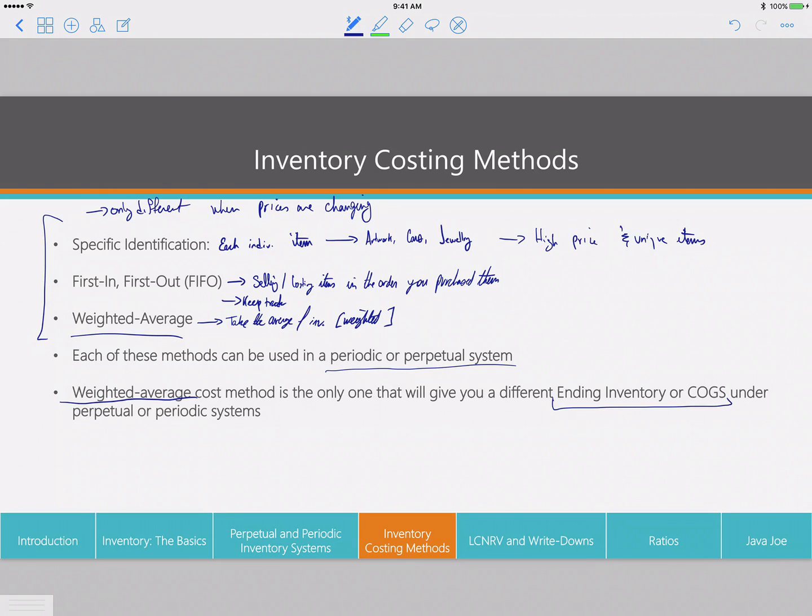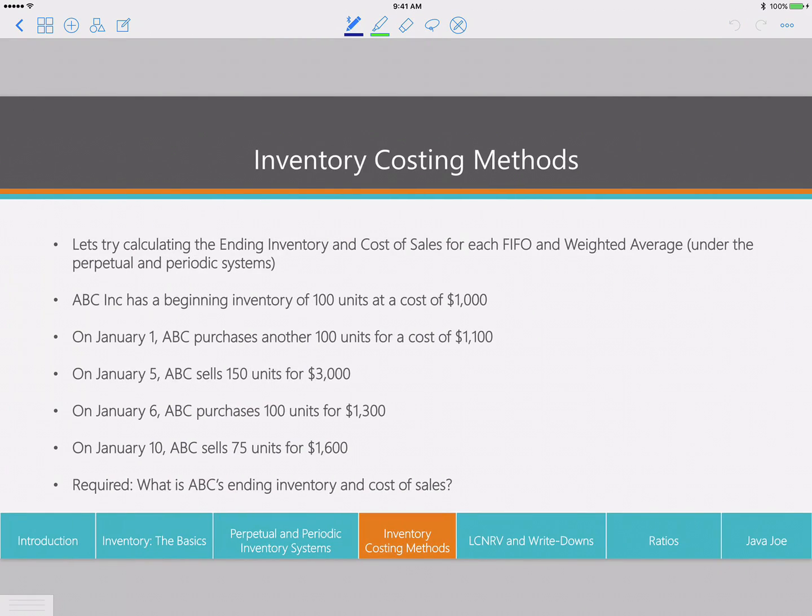And we're going to look at each of the systems, and it's going to be a little bit more clear with hard numbers. So what I've done is I've actually created a little problem for us to do, and we're going to try and calculate the ending inventory and cost of goods sold for FIFO and weighted average. So the required for this problem is what is ABC's ending inventory and cost of sales.